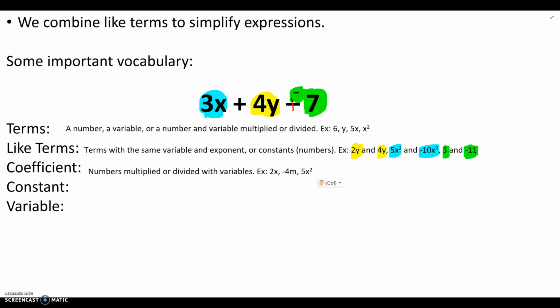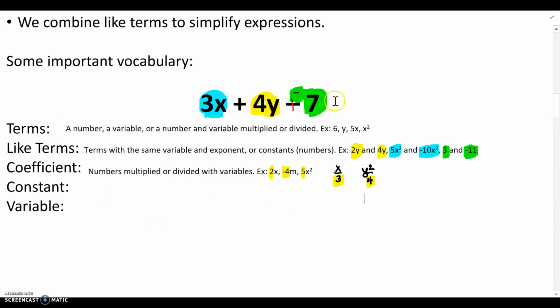Coefficients are numbers multiplied or divided with variables. For example, 2 in 2x is considered a coefficient. Negative 4 in negative 4m is considered a coefficient because it's a number multiplied by a variable, and 5 in 5x squared is considered a coefficient. You could also see examples like x divided by 3, y squared divided by 4. So in these cases, the 3 and the 4 would be coefficients.